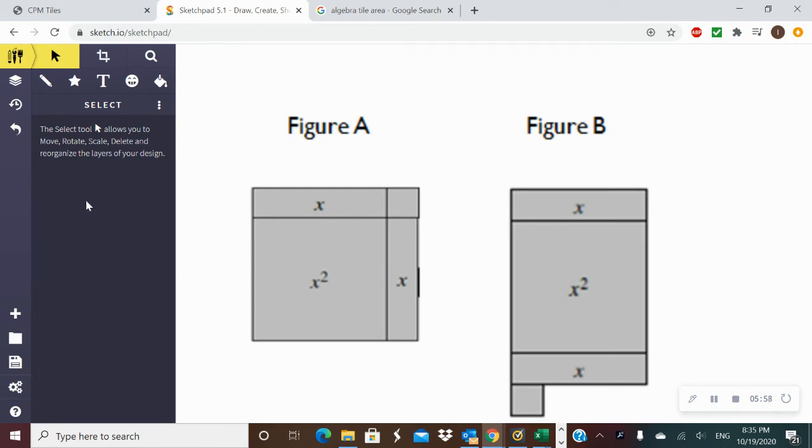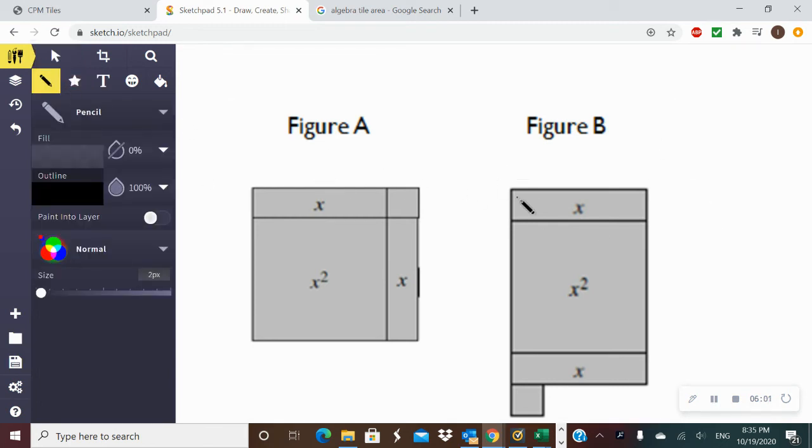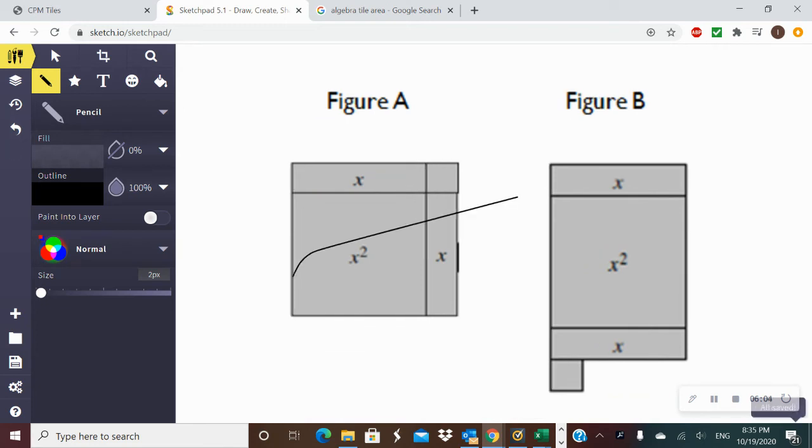Okay, now it looks like we have figure A and figure B here. We're going to find the area of figure A and then figure B. So figure A, as you can see, we have x squared here. So we only have 1x squared, right? You can write it like 1x squared, but it would definitely be better if you wrote it just x squared like it's written right here. So we're just going to write x squared.